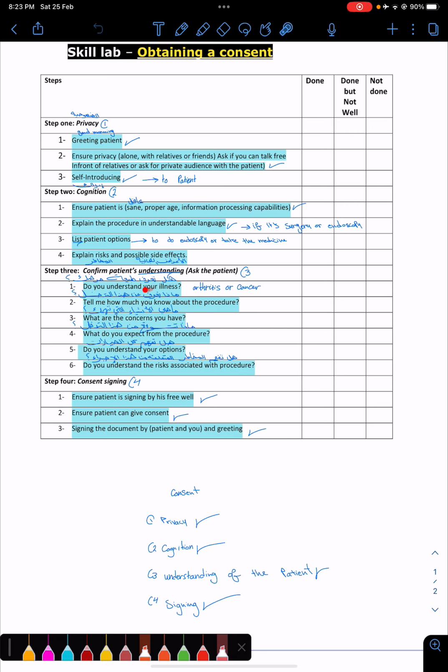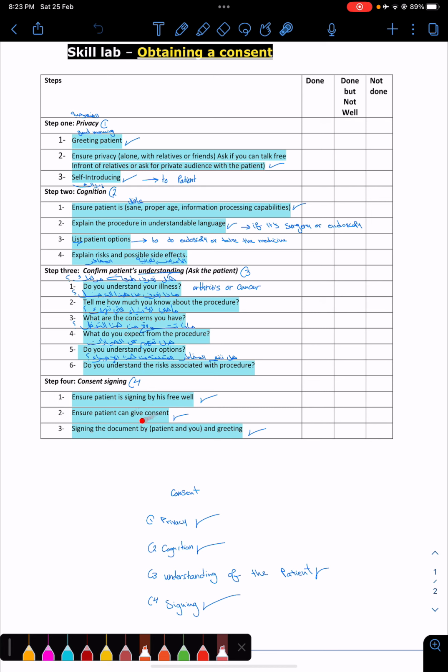After asking the patient about his illness, what are your concerns about it? What do you expect from this procedure? Is it going to benefit you, or is it a waste of time with no effect? You've got to ask these questions about expectations. Then, do you understand your options? Do you understand the risks associated with the procedure? You must proceed through all of these by checking understanding, just to ensure that the patient understands every single word.